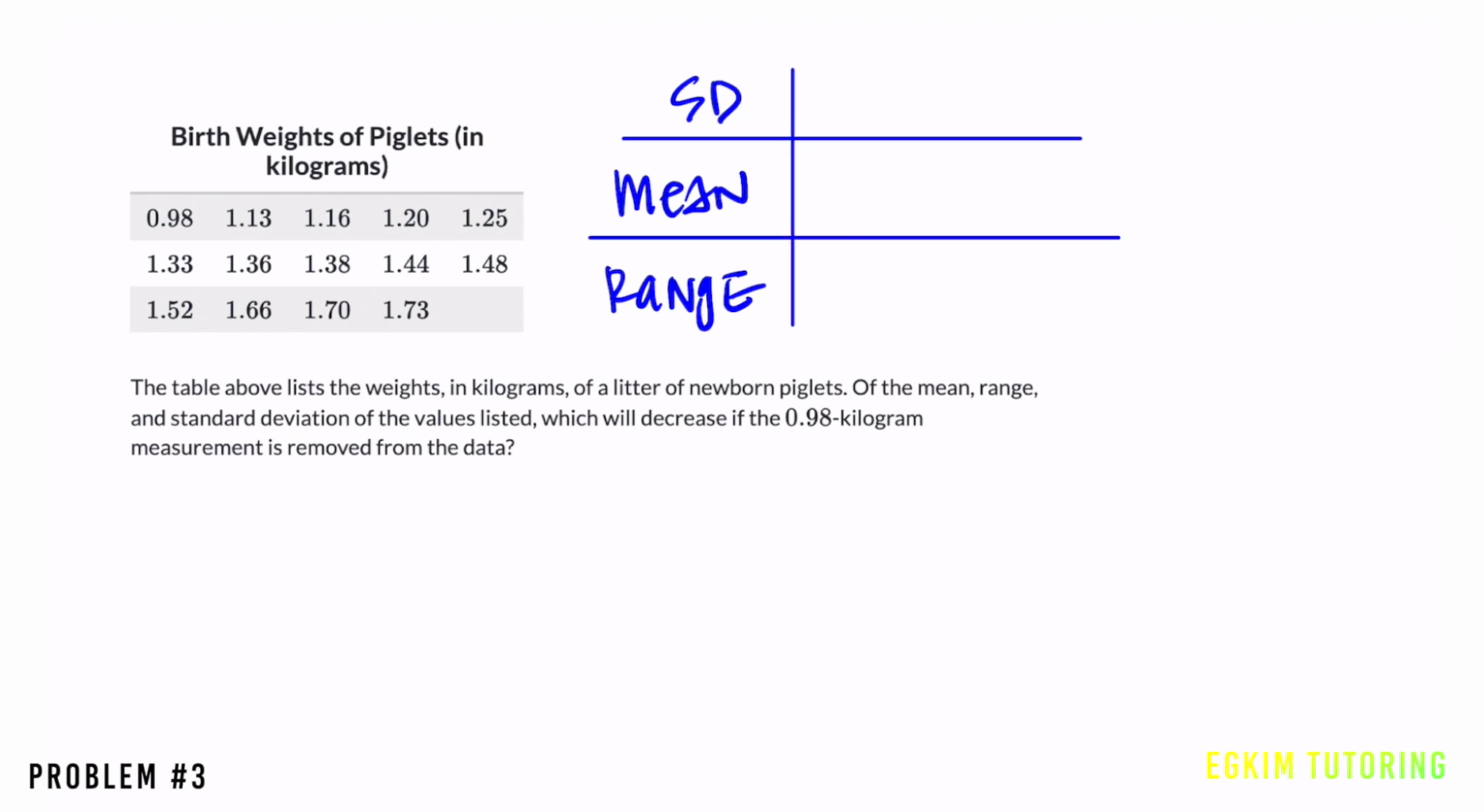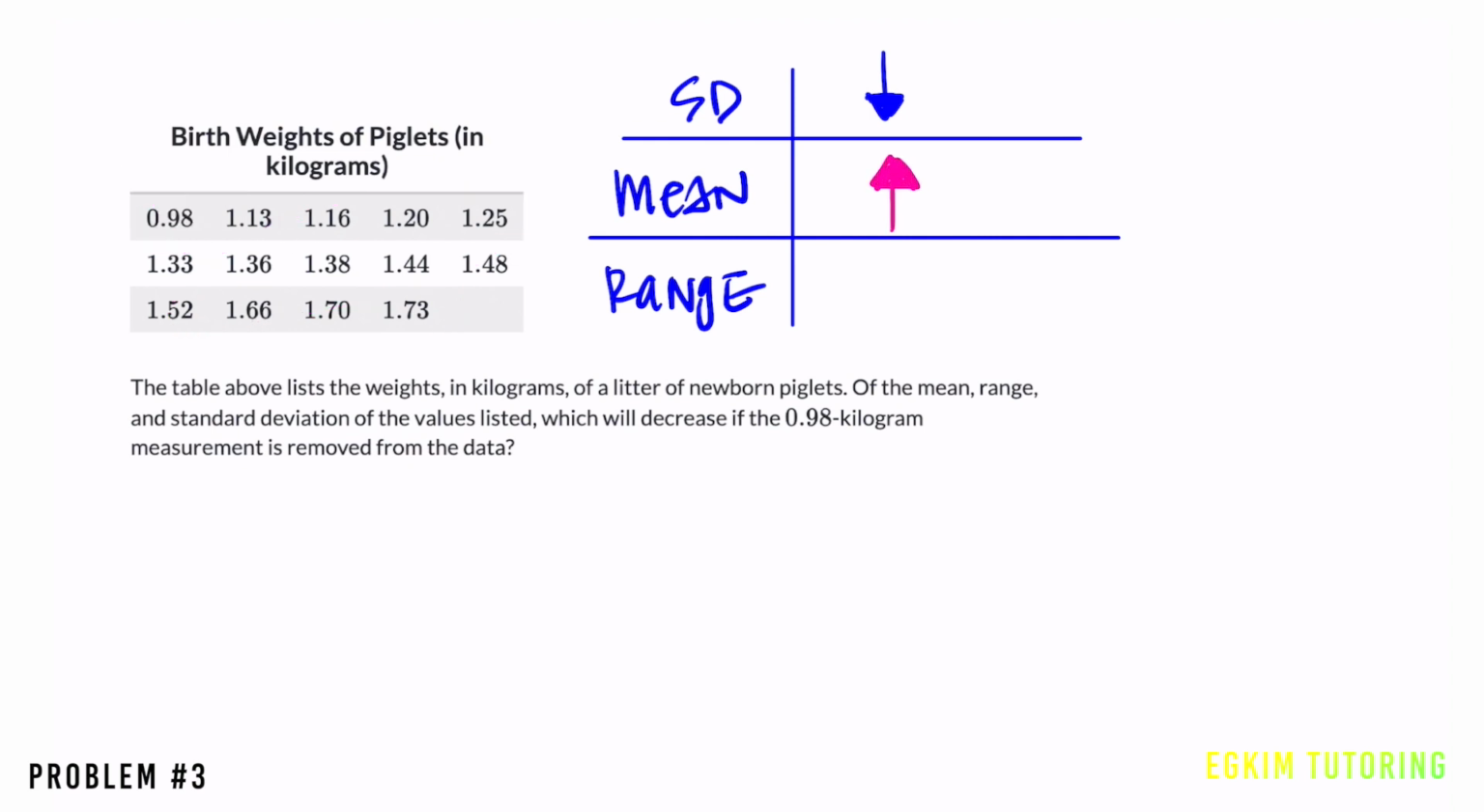Let's look at standard deviation. So they're asking what would happen if you got rid of this 0.98. If you notice, the data points are getting closer to each other, so the standard deviation is decreasing. Now let's talk about the mean. So 0.98 is less than 1, so it pulls the mean in this direction. When you knock this number out, the data points are now all greater than 1, and so when you calculate the mean, you're only dealing with these numbers, which means that the mean is increasing.